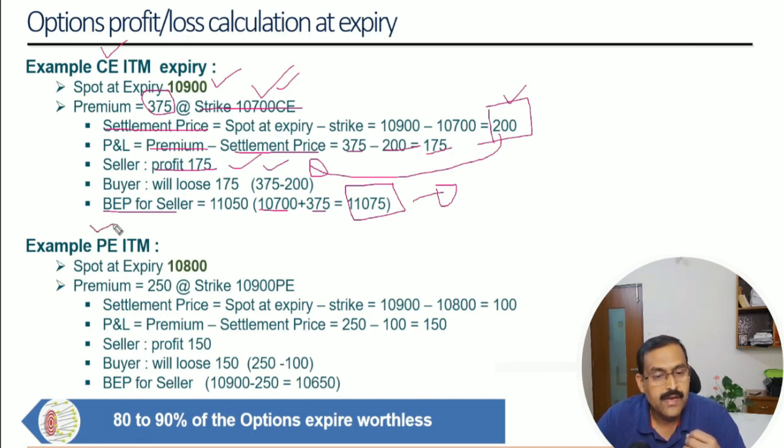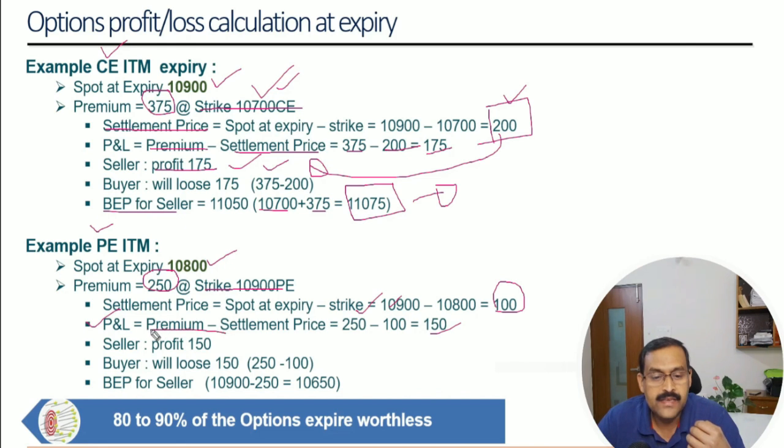Now in the second example, I'm taking the put. Let us assume that the Nifty gets expired at 10,800, but there was a contract that was executed at the strike price of 10,900 put option. The premium that was received by the seller was 250 rupees. Now the settlement price, how much is the in the money? The distance between the spot and the strike, which is 100 points. So to calculate again the P&L from the seller point of view, the premium minus the settlement, the ITM price, which is 100 here. So 250 minus 100 becomes 150.